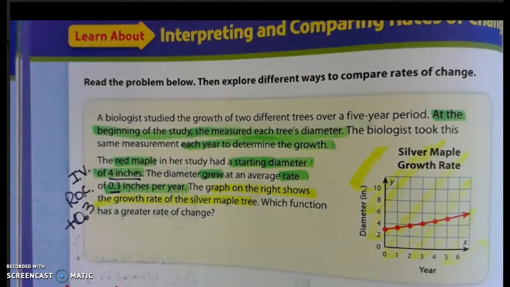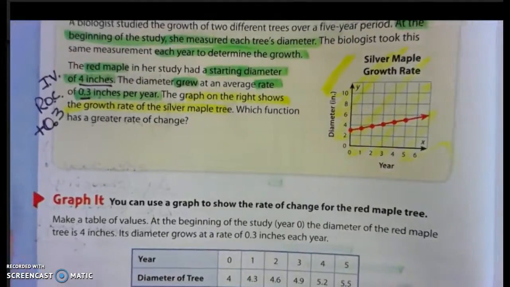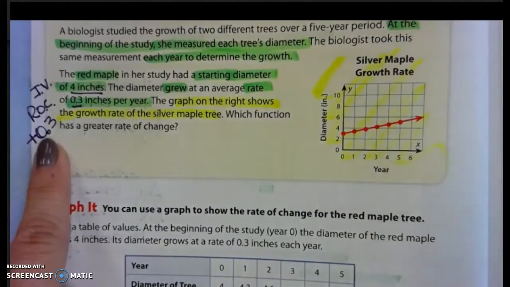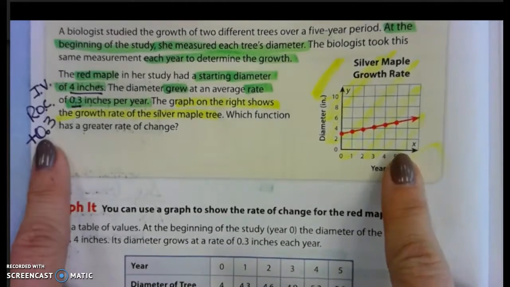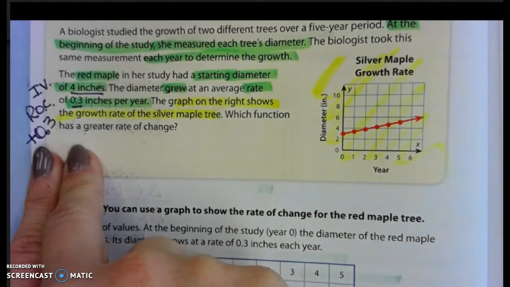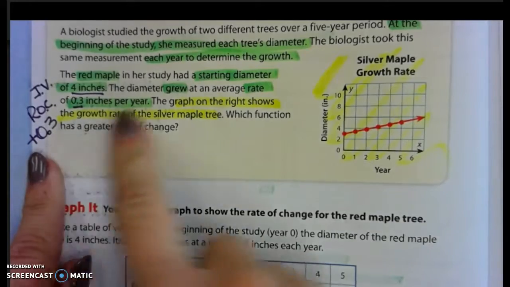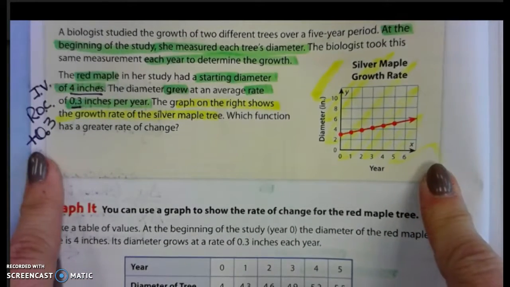Sometimes they're amazing. Now, if I want to compare my verbal description to this graph, I have options. I could take my graph, I could make a verbal description. I could take my verbal description and I could make a graph. We are going to do both.